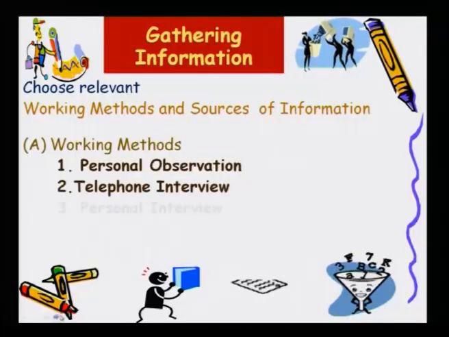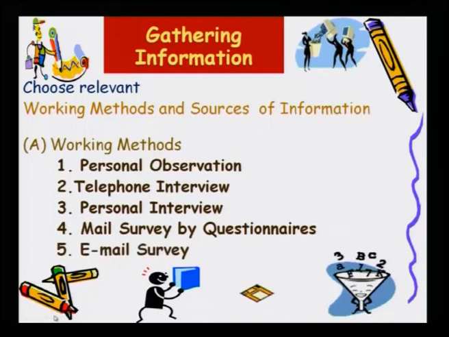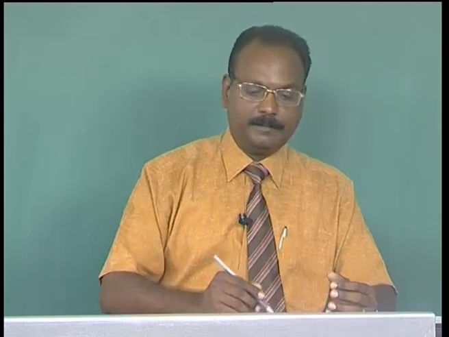What will it involve? The relevant working methods will involve basically your personal observation firstly, secondly telephone interview, thirdly personal interview, fourthly mail survey by using questionnaires, and fifthly email survey. So, generally these are the 5 working methods which are used in writing a good, effective report.